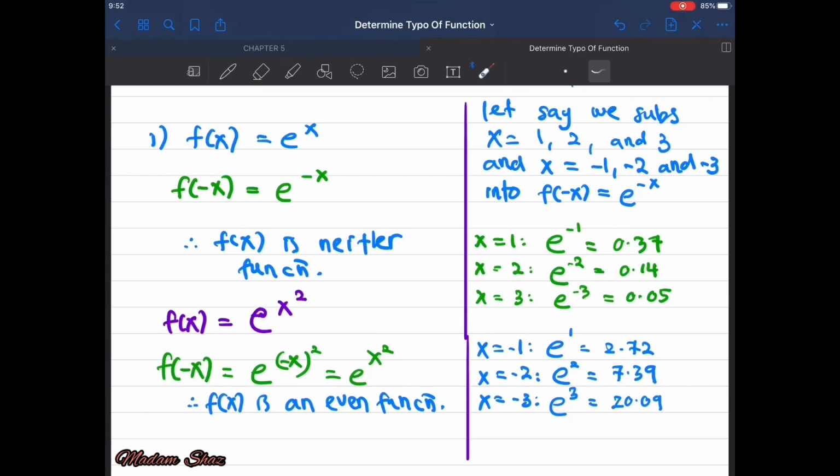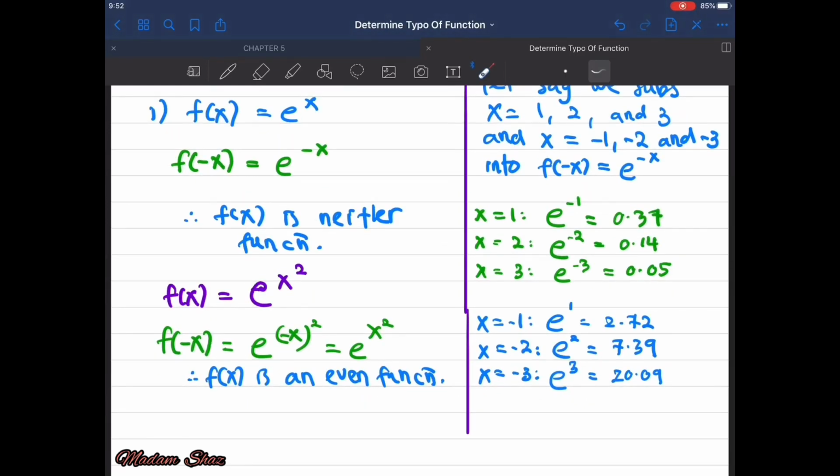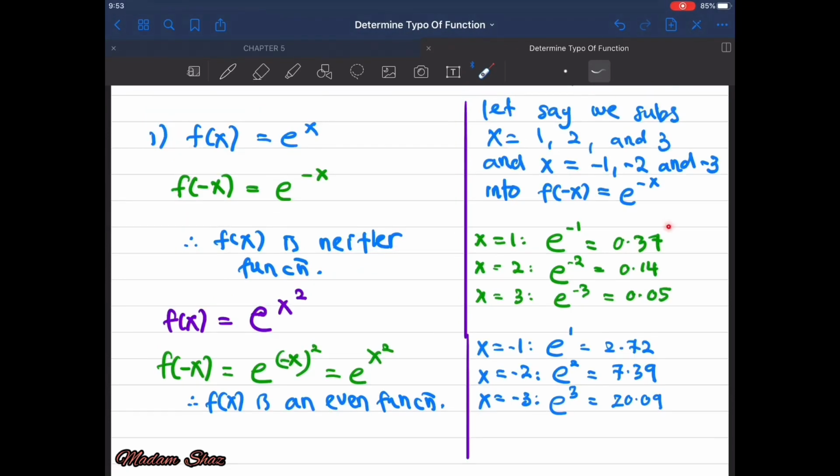So therefore f(x) is an even function. So for the exponential function, if your exponent is an odd power, the function is a neither function. If your exponent is an even power, your f(x) is an even function. So exponential cannot become an odd function. It can only become a neither function or an even function. So the calculation that I show here is only for this case.